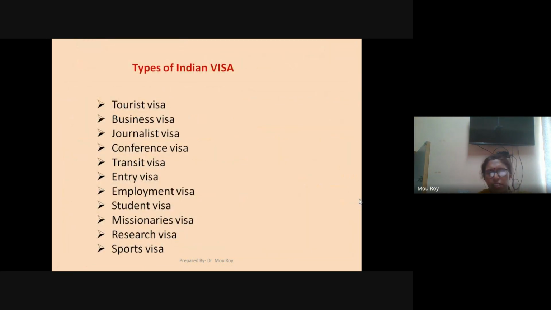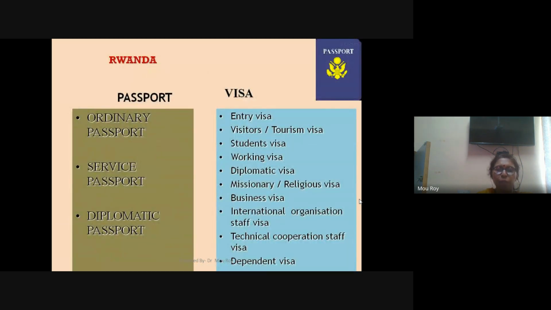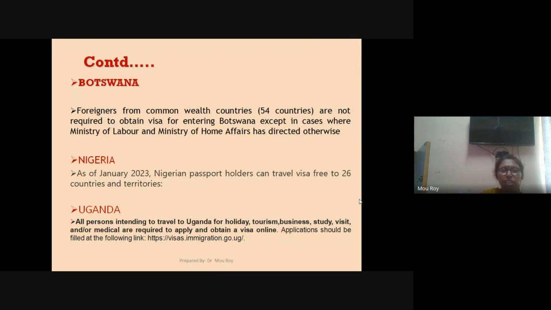Yes, these are the types of Indian visa. I told you: tourist visa, transit visa, employment visa, student visa, research visa, sports visa. So there are a lot of visas. Then a few things I have also mentioned here: foreigners from Commonwealth countries.